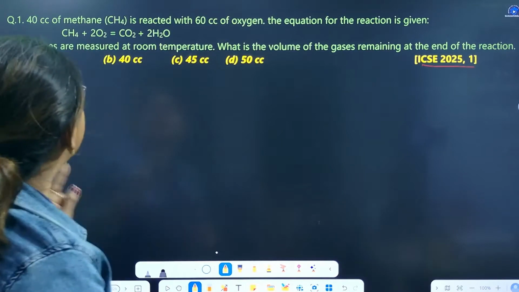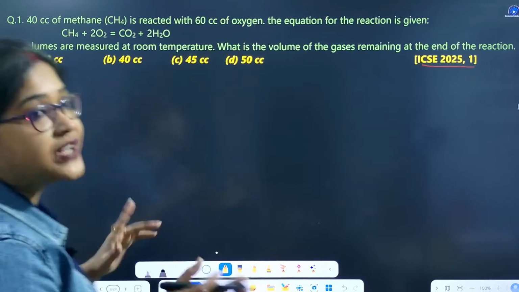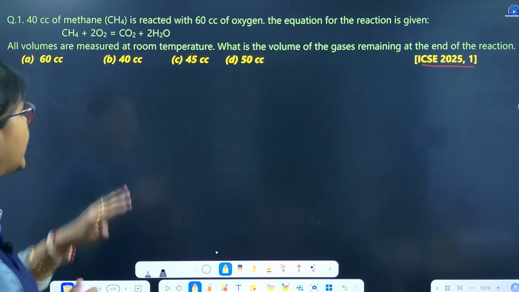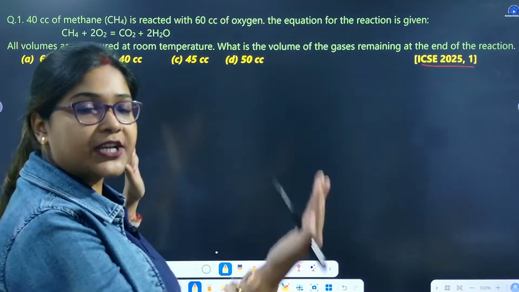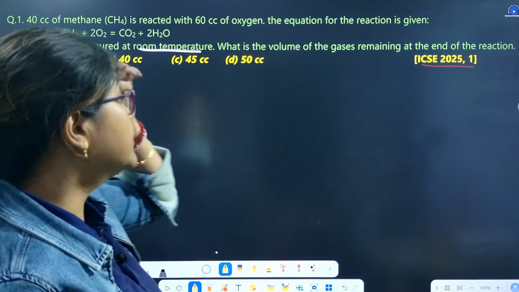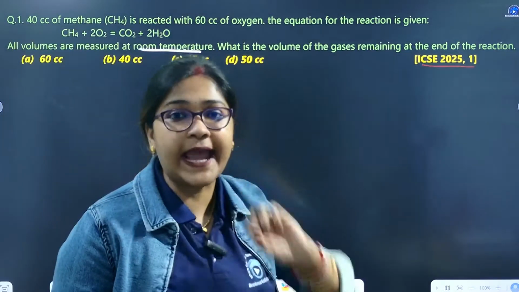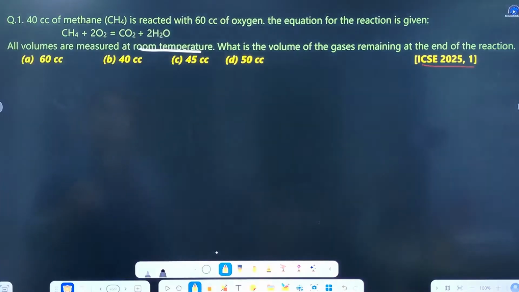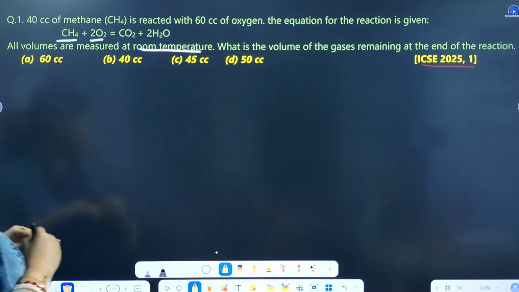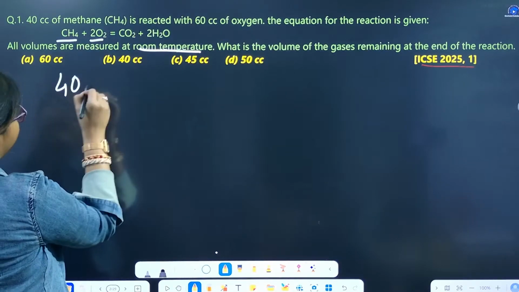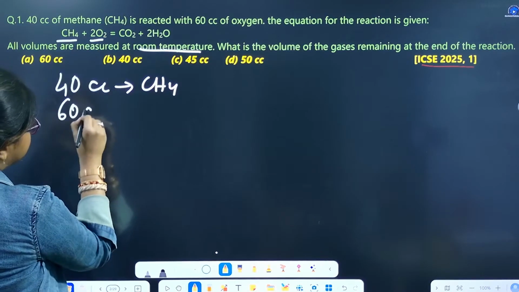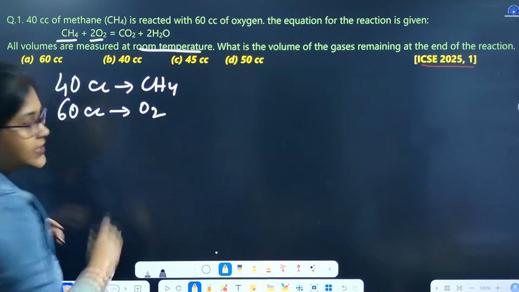So the question is, when 40 cc of methane is reacting with 60 cc of oxygen by the equation given below, and all the reactions are done at room temperature. Okay? What is the volume of the gases remaining at the end of the reaction? Okay? So first you have to see, you have what? Methane and oxygen. Okay? Given is 40 cc of methane and 60 cc of oxygen gas.